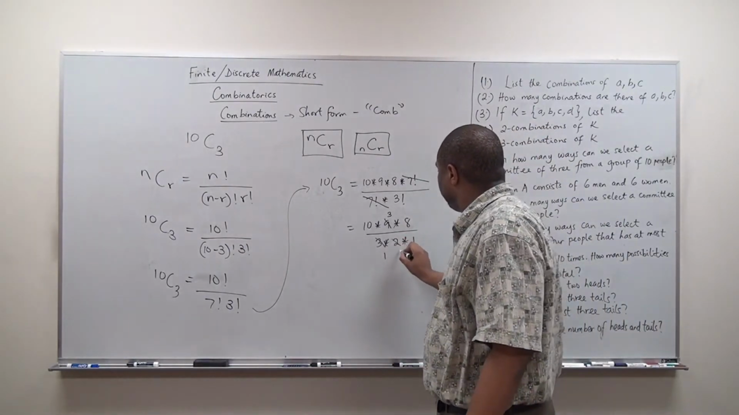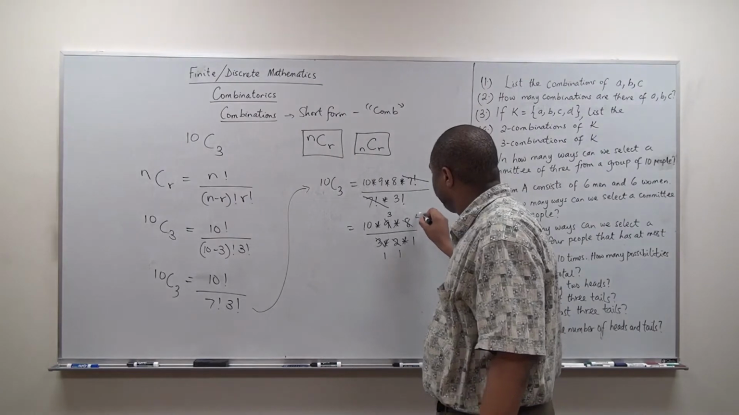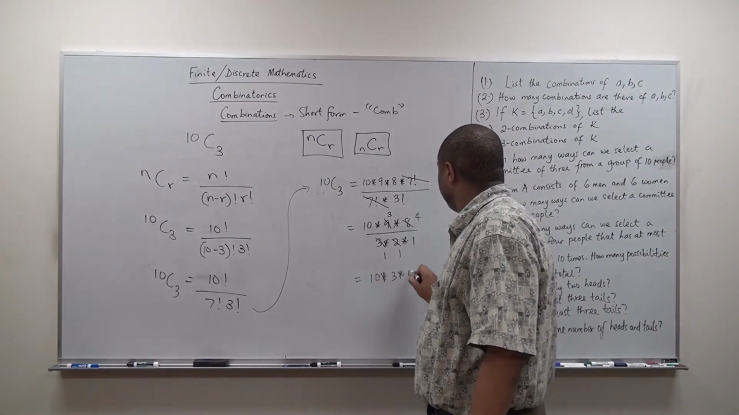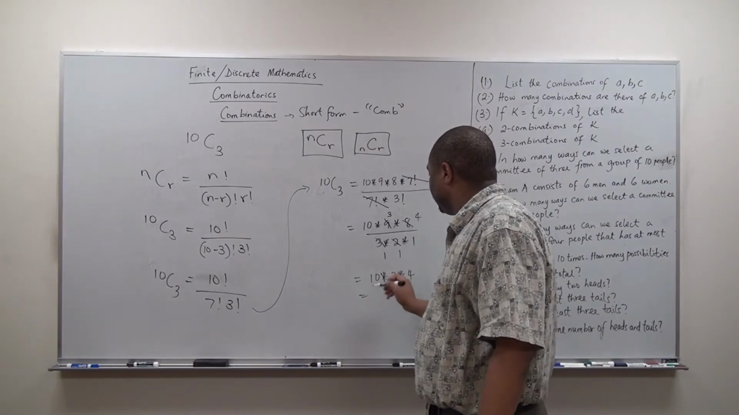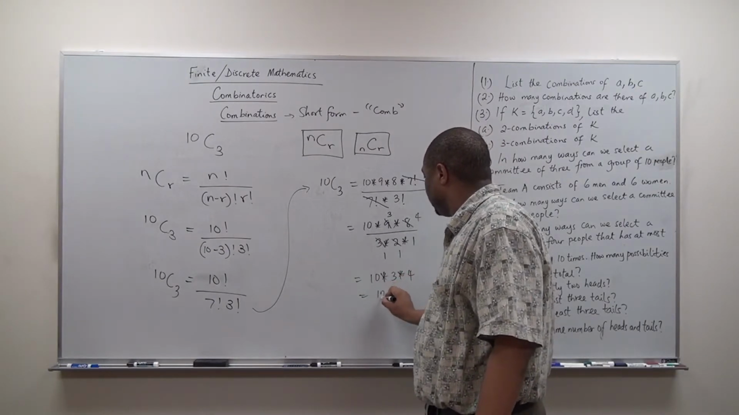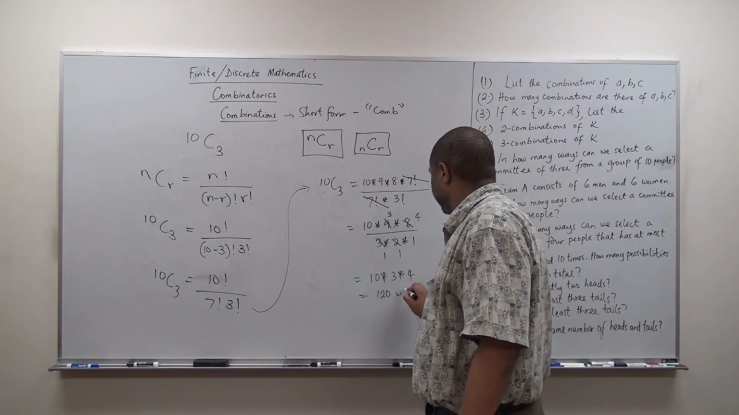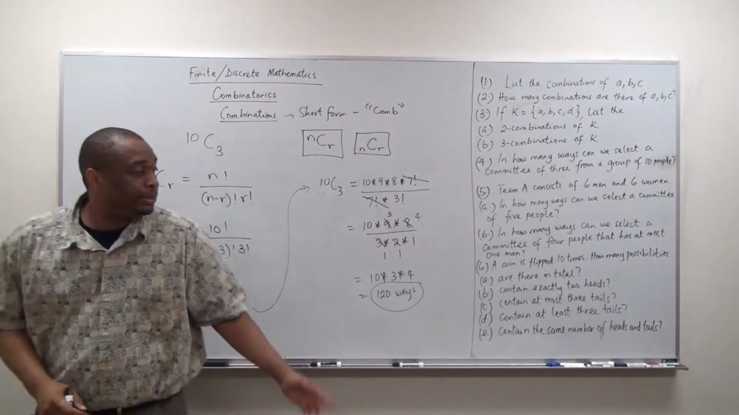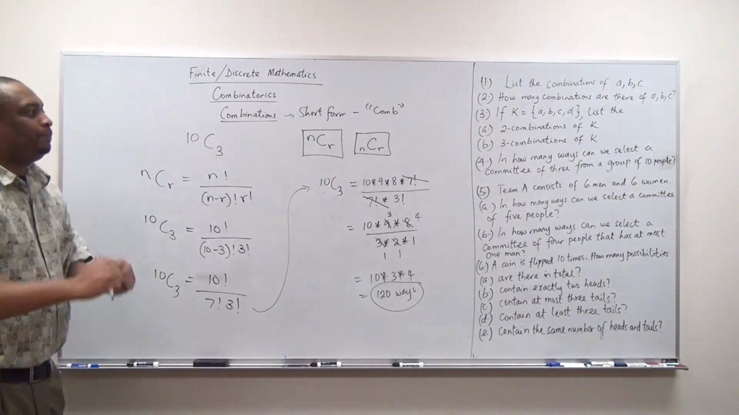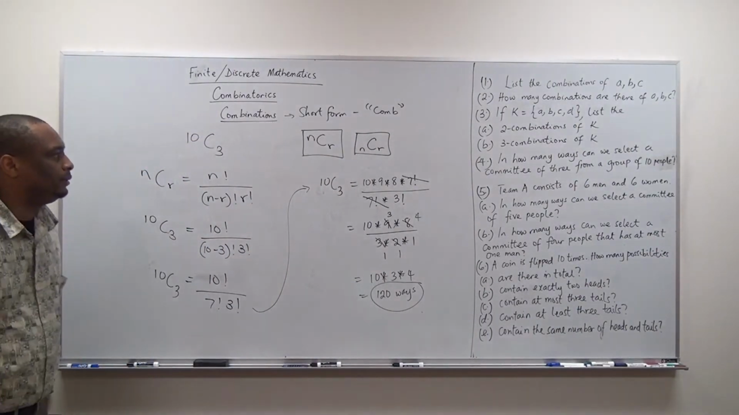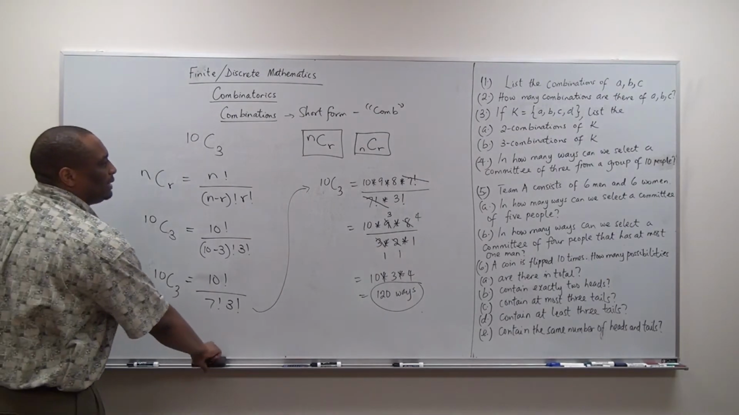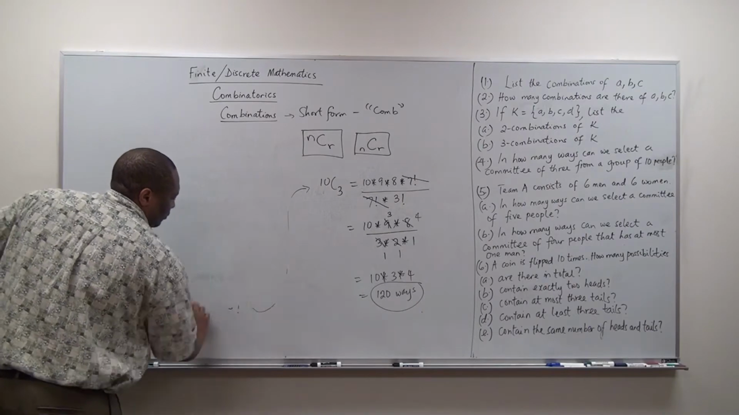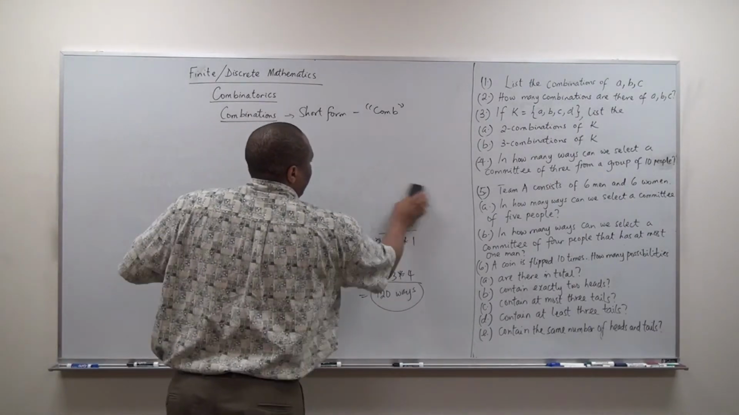So 2 divided by 2 is 1, 2 divided into 8 is 4. So I now have 10 times 3 times 4. And that gives me what? 10 times 3 is 30, 30 times 4 is 120. 120 ways. That becomes your answer for number 4. Alright, now let's go ahead to number 5.